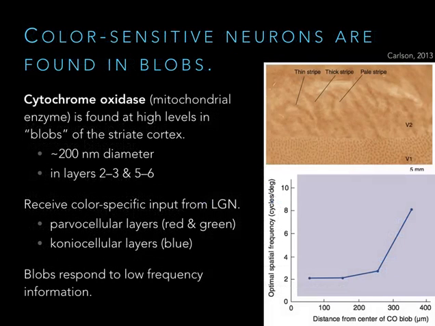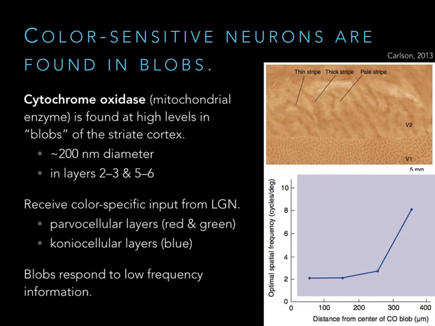And then, of course, we also have to determine color. There are color-sensitive neurons found in what we call blobs. If you were to stain the striate cortex with a dye that picks up cytochrome oxidase, this is an enzyme in the mitochondria, you'll find that there are certain regions that have very high levels of cytochrome oxidase. So if you look in the upper right hand, that's exactly what a cytochrome oxidase stain would look like.